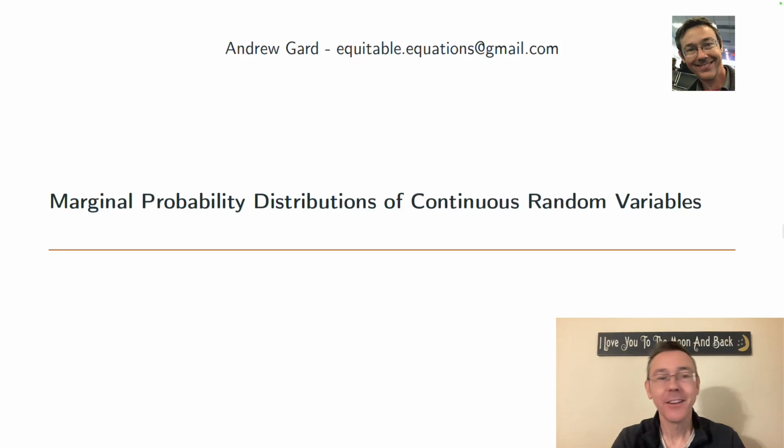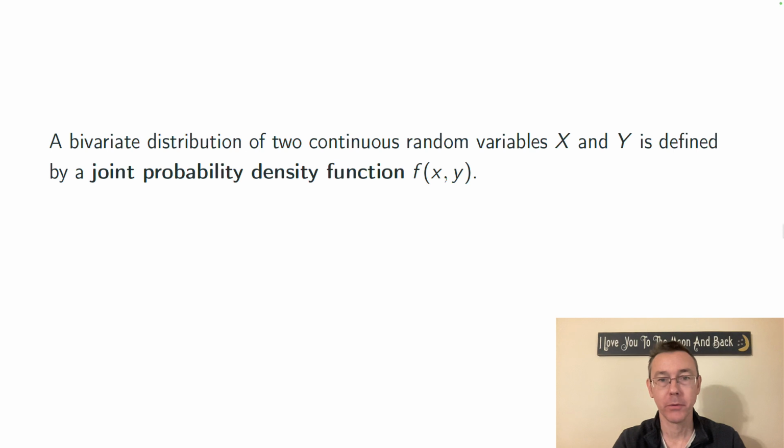Hey everybody. Today we're talking about marginal probability distributions of continuous random variables. We're in a situation where we've got a couple of continuous random variables, say X and Y, defined by a joint probability density function, a joint PDF, f(x, y) for short.